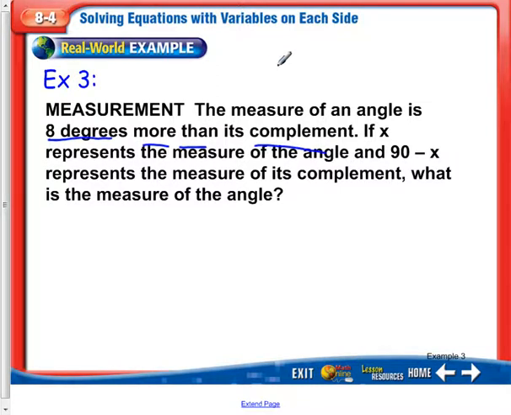Now, it's important to know that a complementary angle is two angles that add up to 90 degrees. The C in complementary kind of reminds me of a corner, and a corner is a 90-degree angle. Think of it like a right angle corner, like this, and a corner has 90 degrees. So complementary and corner. Let's go ahead and write this expression here. So 8 more than, there's the flip it sign, and then its complement.